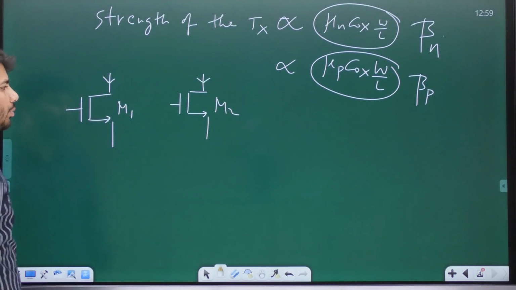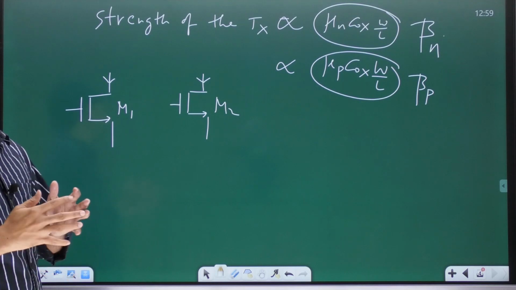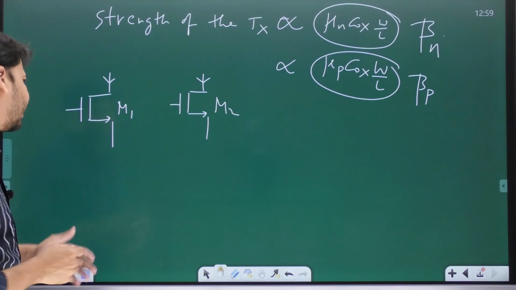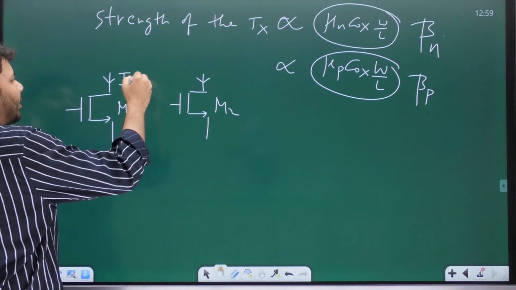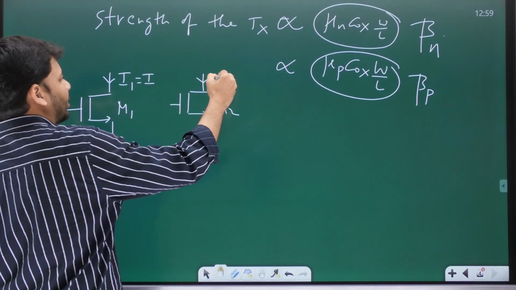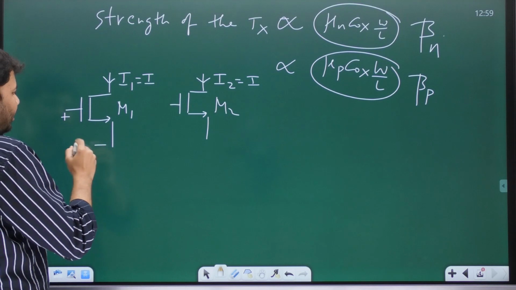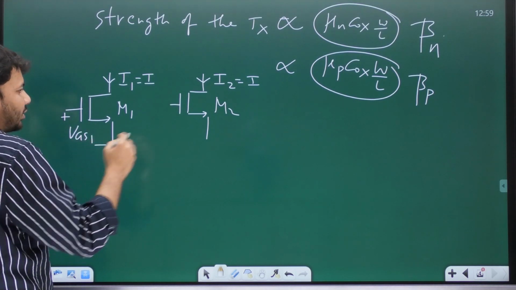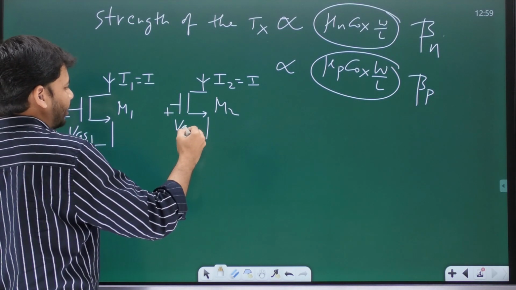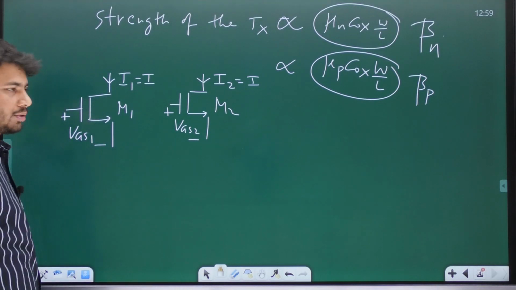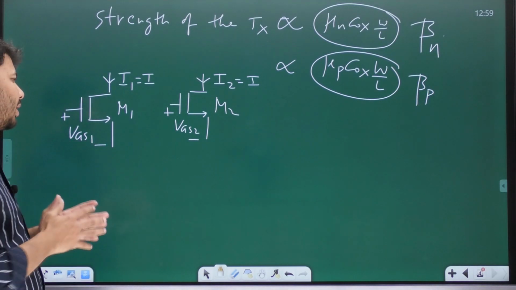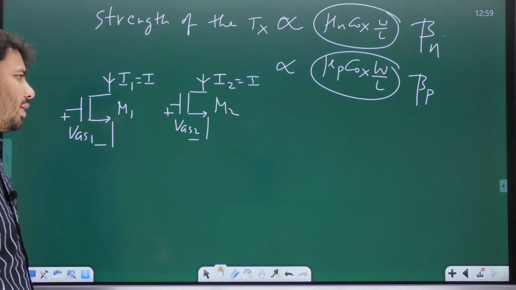And this time, let both the transistors carry the same current in saturation. So I1 is what? I2 is also the same I. And let this be VGS1 and let this be VGS2 and so on. And once again, M1 is what? 4 times stronger than M2.